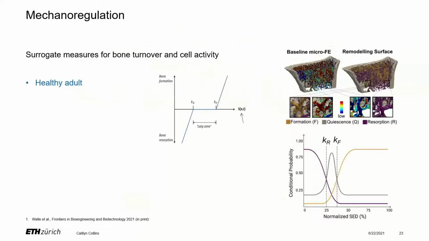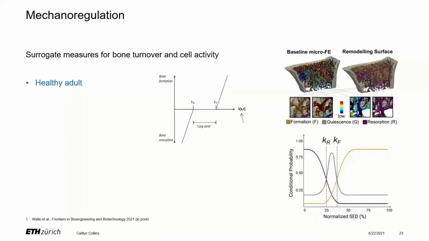And if we look at this from a diabetic perspective, or in a healthy versus diabetic patient, here on the right, you can see again this relationship between formation and resorption. We can generate these conditional probability curves. This is a representative one, but this can be generated from our patient data, where we can determine this threshold for what strains are associated with formation versus resorption. And this sort of individualized mechanostat can be used to determine perhaps patient health.